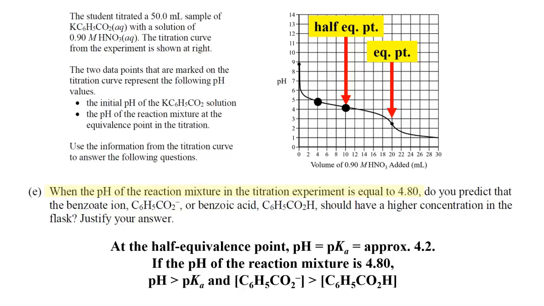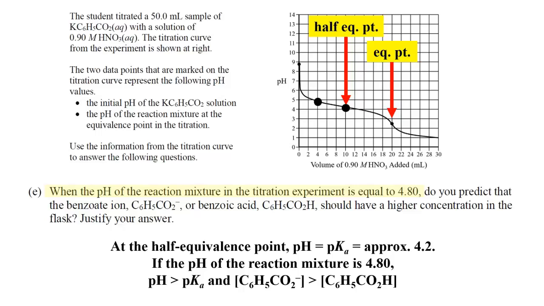Now let's compare 4.8 with 4.2. Well, you can see that if the pH of the reaction mixture is 4.8, 4.8 is greater than 4.2. And under the conditions that we've learned here, if pH is greater than pKa, then the concentration of A minus, or the conjugate base, in this case the benzoate ion, is greater than HA, or the concentration of the weak acid, benzoic acid.